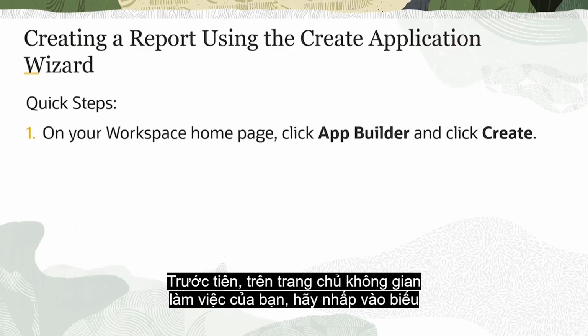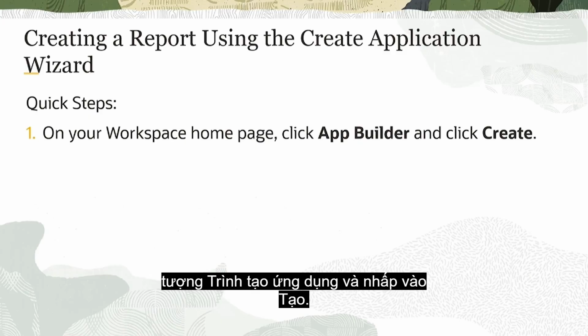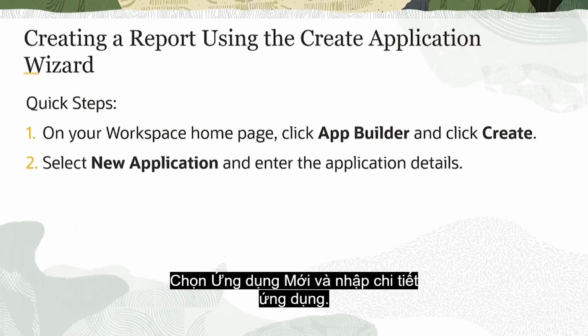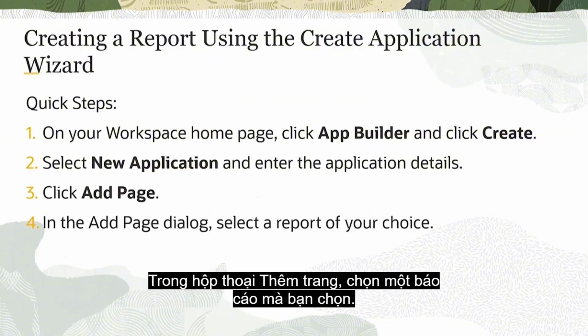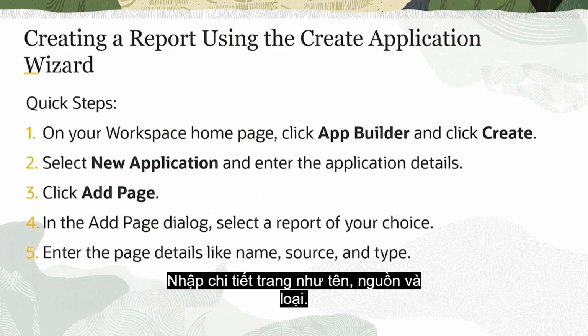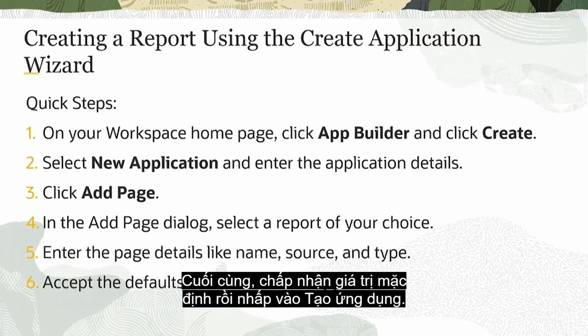First, on your workspace homepage, click on the App Builder icon and click on Create. Select New Application and enter the application details. Then click on Add Page. In the Add Page dialog, select a report of your choice. Enter the page details like name, source, and type. Finally, accept the defaults and click on Create Application.